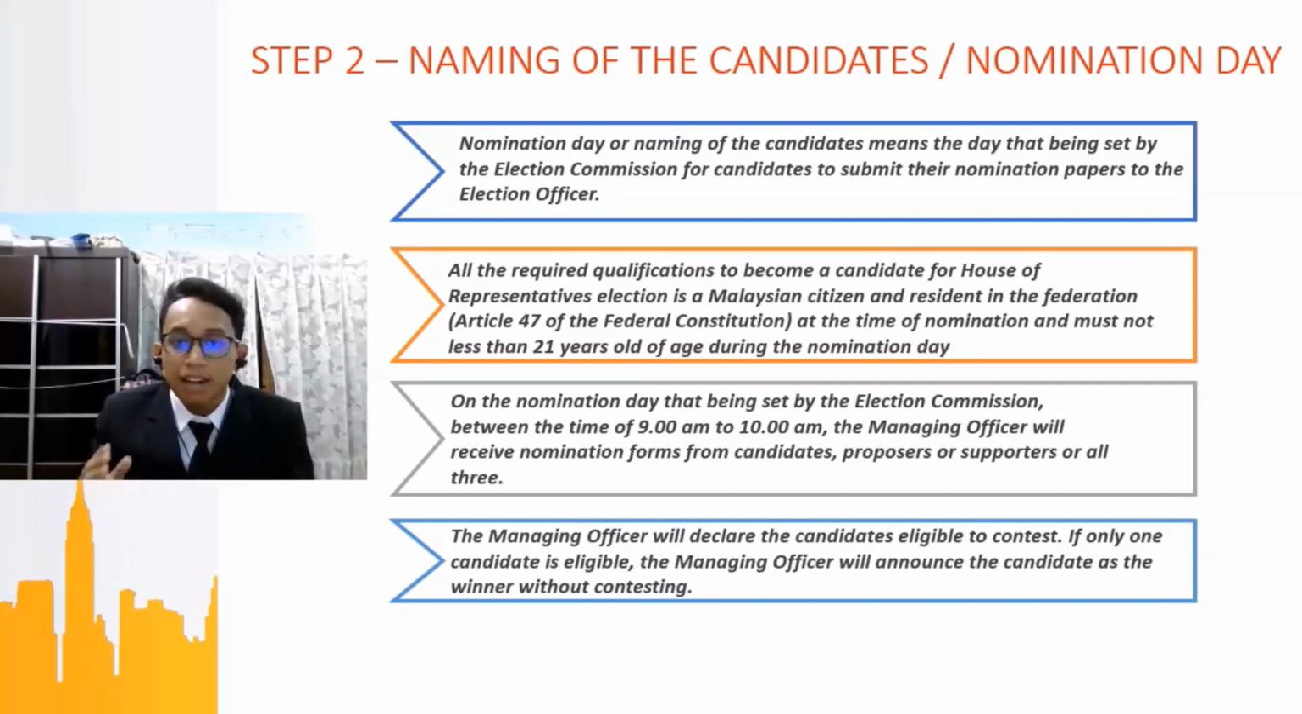Then they must submit another form, which is the statutory declaration form, and this form needs to be stamped at the stamp duty office. The returning officer will declare the candidates eligible to contest or not eligible to contest. If one candidate is eligible and the other candidate is not eligible, the returning officer will announce the eligible candidate as the winner without contesting.